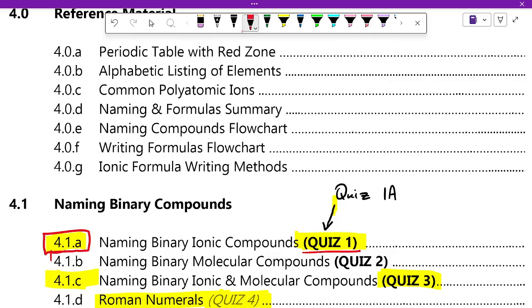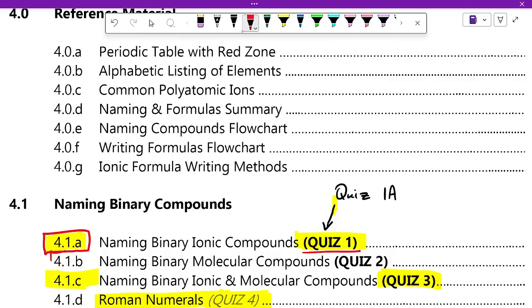Where will you find the quiz? In front or behind? Absolutely, behind. So if you want 1B, you have to go behind 1B. Now, if you do well on quiz 1A, you're done with quiz 1. 1B, 1C, 1D, ignore them. You're done with quiz 1.